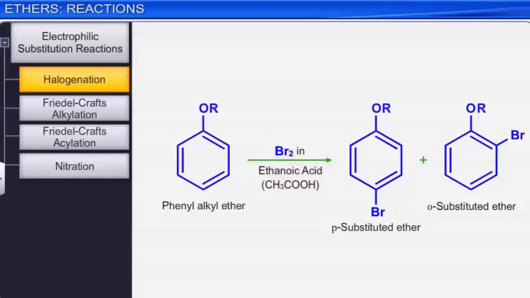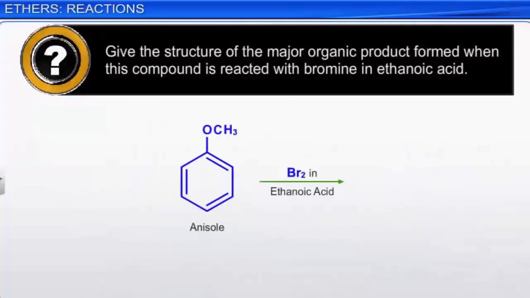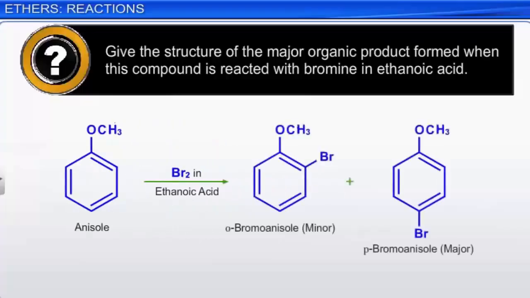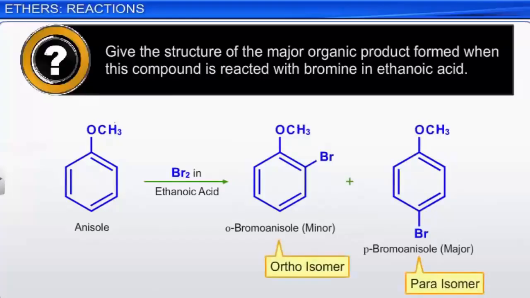Give the structure of the major organic product formed when this compound is reacted with bromine in ethanoic acid. The methoxy group is ortho-para directing. So, both the para as well as the ortho isomers will form. The para isomer is the major product. Hence, para-bromoanisole is the major product.